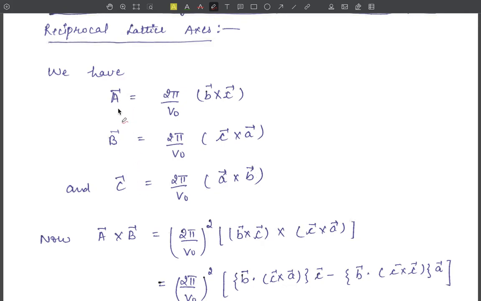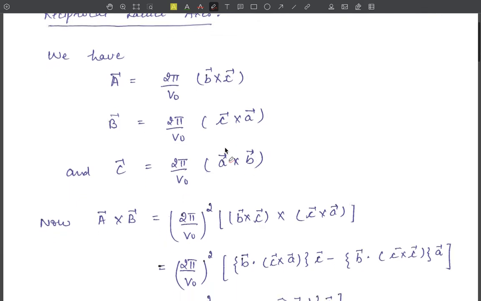Value of capital A vector is equal to 2 pi upon V naught into small b vector cross C vector. Similarly, capital B vector is equal to 2 pi upon V naught C vector cross A vector, and capital C vector is equal to 2 pi upon V naught into A cross B vector. Here, these small A vector, B vector and C vector are the primitive axes of the direct lattice. V naught is the volume of the direct lattice.